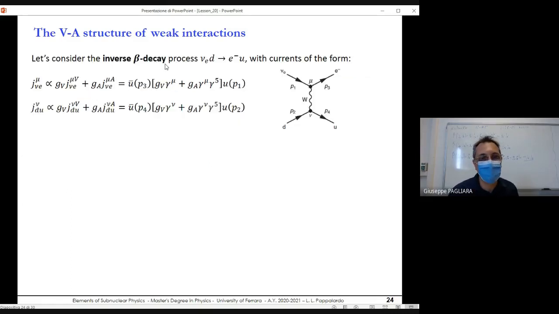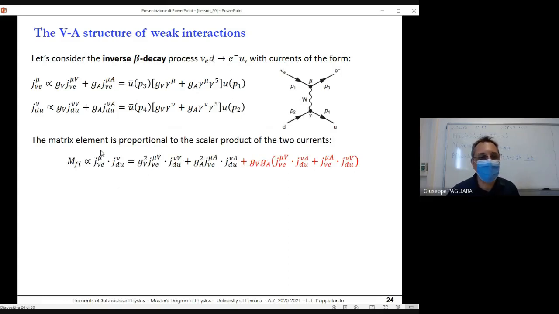So let's consider the inverse beta decay. Neutrino and d quark go into electron and up quark, with the current in the general form where we take the combination of the two. So we are still general at this level. So it's ū(p3), which is the final state. Then we have our interaction and u(p1), and then the same for the lower vertex.